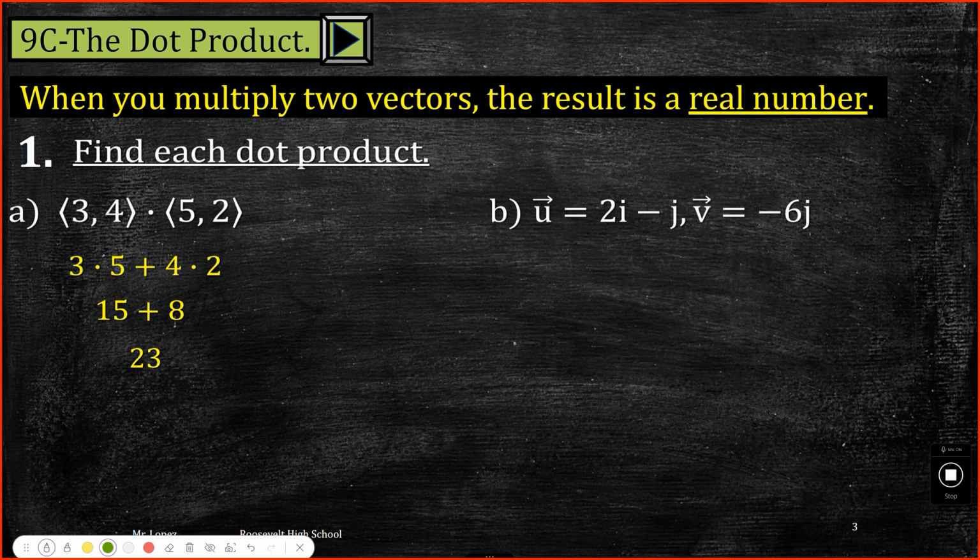Okay, let's go to B. You got a vector u and a vector v. What is the dot product of this?